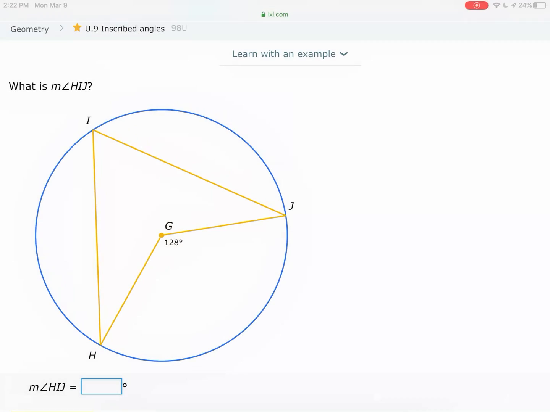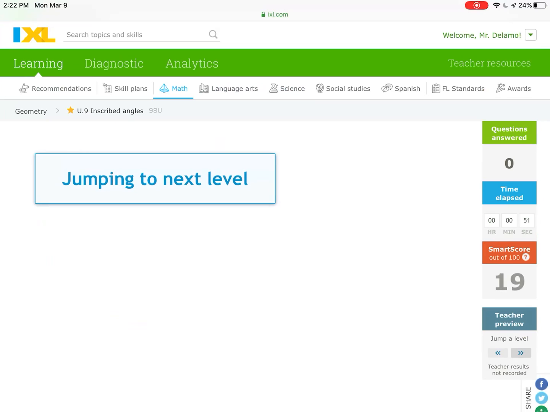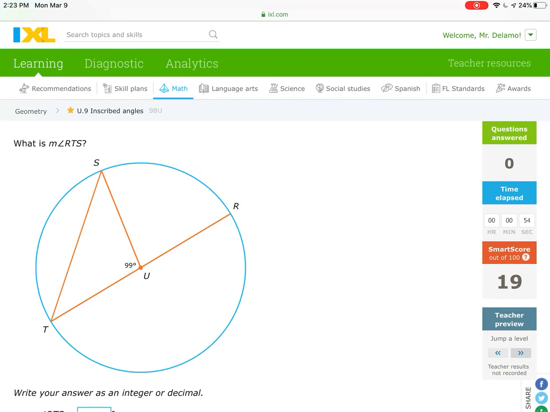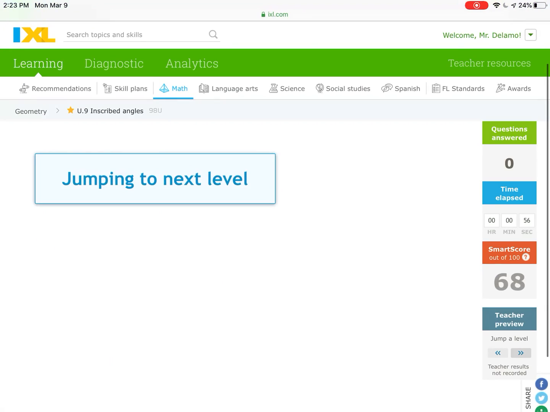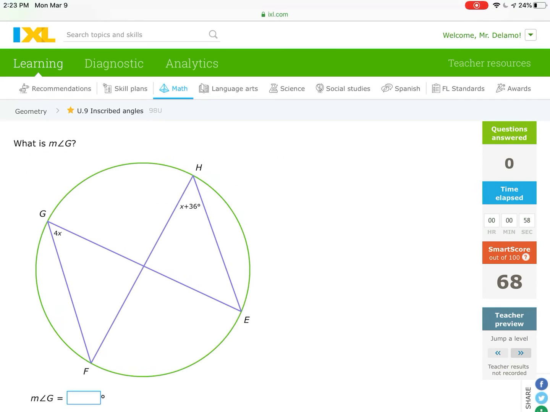So let's go do one of the harder ones. Okay, so this is probably the hardest type.